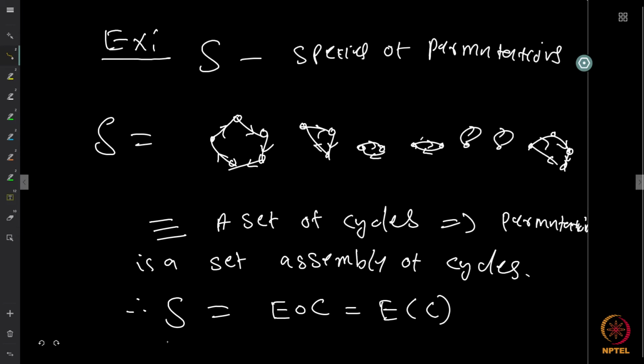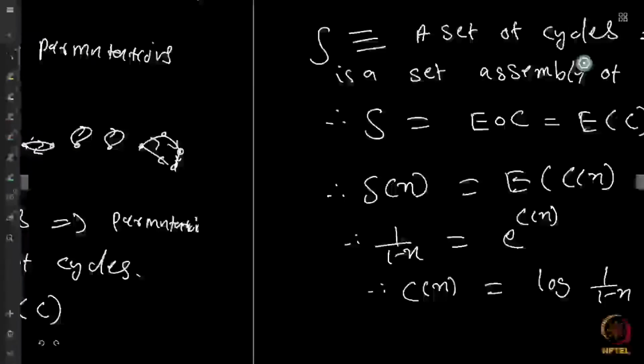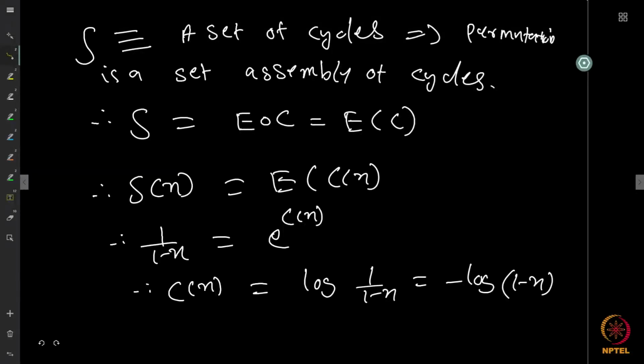So therefore S is equal to E composition C, right? Because it's a set assembly of cycles. And which is equal to E of C, right? The substitution. And if this is true, then it follows that the exponential generating function S of x is actually equal to E of C of x. One bracket is missing. E of C of x.